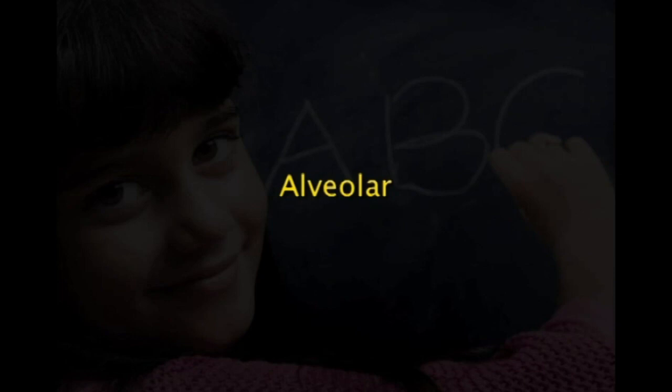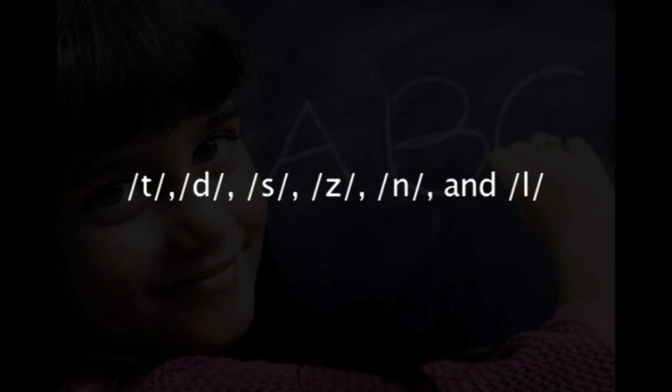Then we have alveolar consonants. During the production of alveolar consonants, the active articulator is the tip and the blade of the tongue. And we have passive articulators like the teeth ridge or the alveolar ridge. The tip of the tongue or the blade of the tongue makes contact with the alveolar ridge and the sounds are produced. There are total 6 alveolar consonants in English. They are t, d, s, z, n and l.